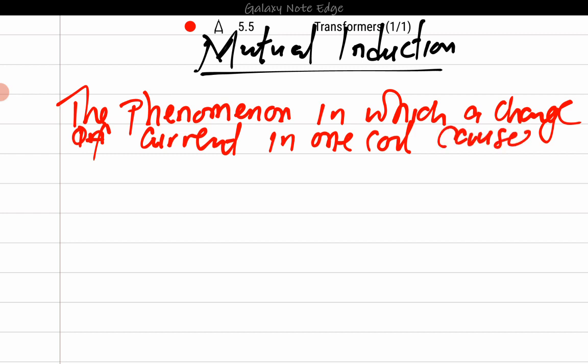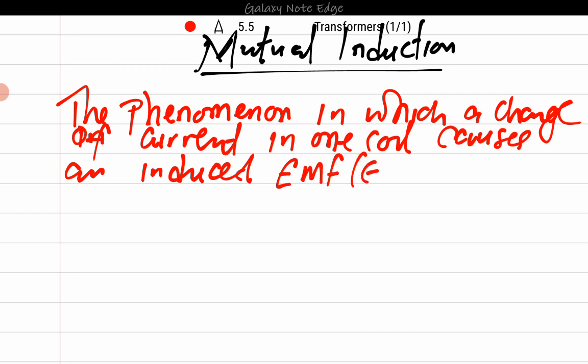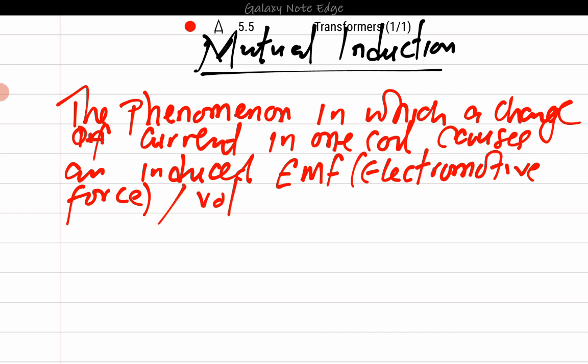causes an induced EMF. Now take note, EMF stands for electromotive force. So this electromotive force can also be called voltage in another coil.